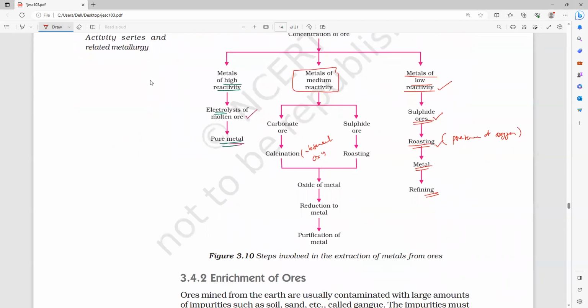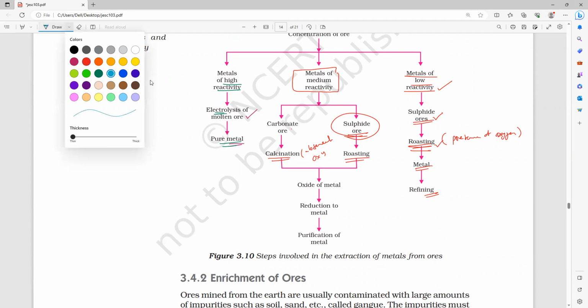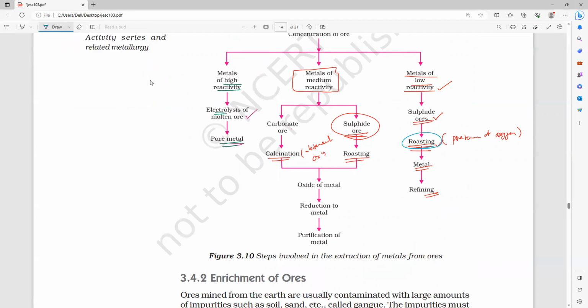So here, if it is a carbonate ore, we undergo the calcination process. If it is a sulfide ore, we undergo what? Roasting. Keep it in mind, if it is a sulfide ore, you have to go under roasting. If it is a carbonate ore, you should go under calcination. Both processes finally make oxide of the metal, and the oxide of the metal is converted to metal by reduction.